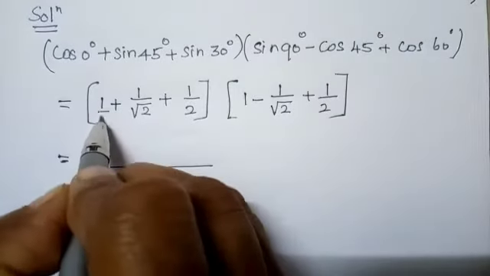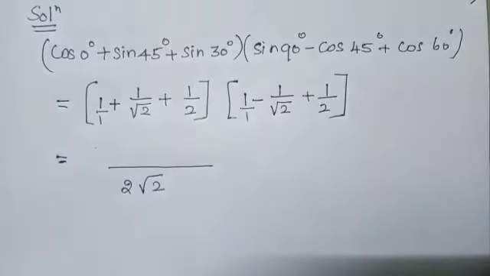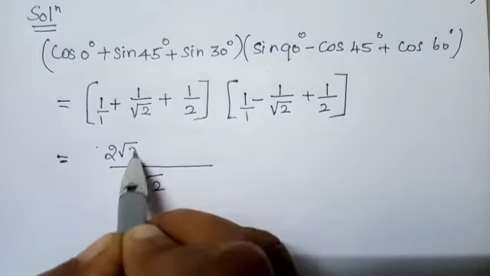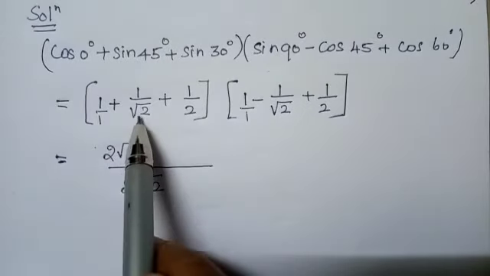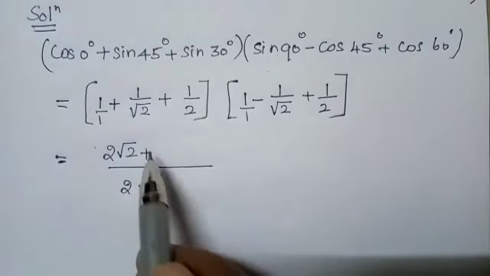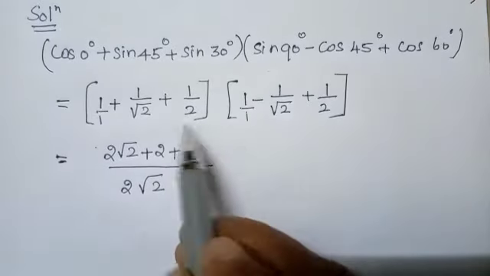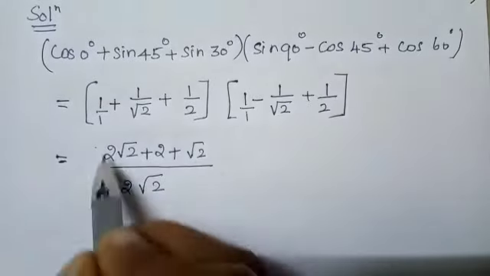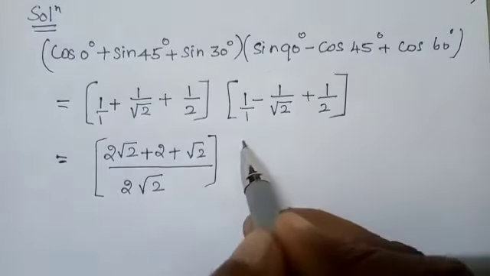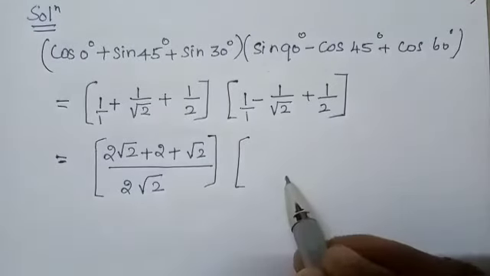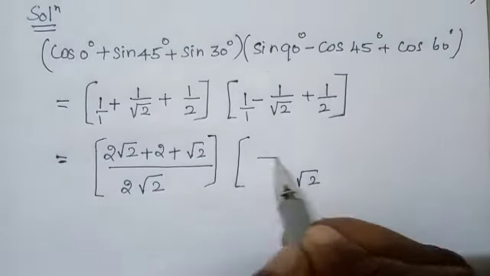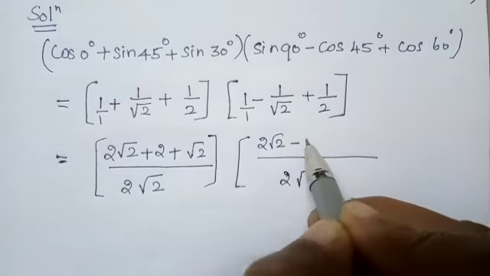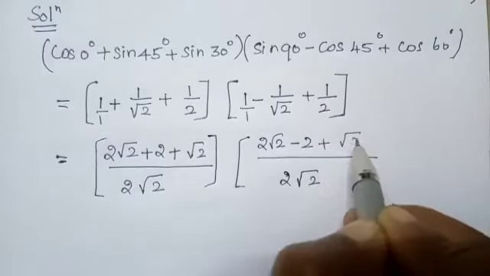This number we can write as 1 divided by 1. Here also 1 divided by 1. 1 into 2 root 2, 2 root 2. Plus, already in the denominator root 2 is there, so we just multiply it by 2. Plus, denominator 2 already there. What is remaining here? Root 2. Same like that here also, LCM 2 root 2: 2 root 2 minus 2 plus root 2.